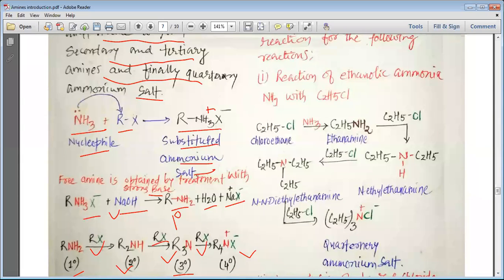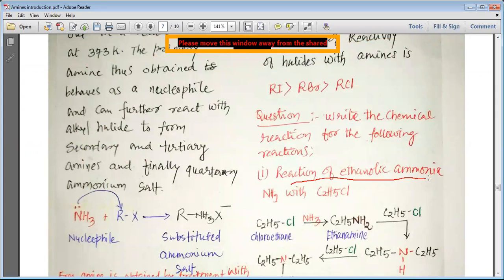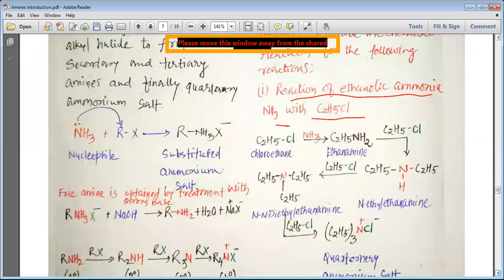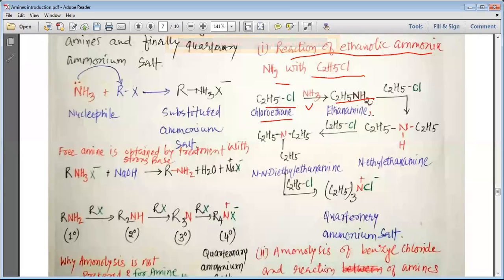Now, my dear students, we have a question. So let us solve this problem. Write the chemical reaction for the following reactions. First, reaction of ethanolic ammonia, that is NH3, with C2H5Cl. So my dear students, please remember that when we have C2H5Cl, which is known as chloroethane, it reacts with ammonia to first give the ethanamine, which is the primary amine.